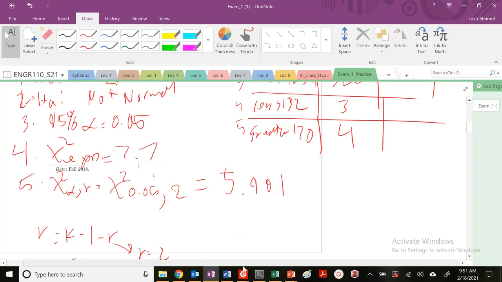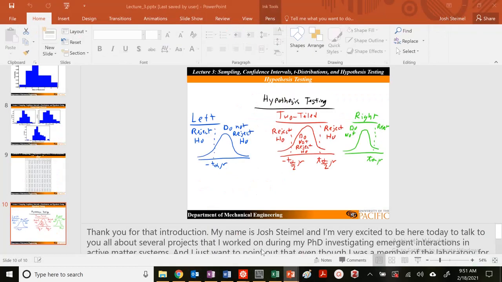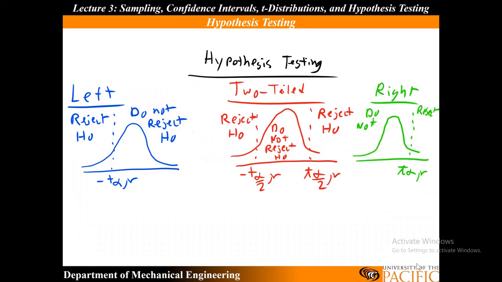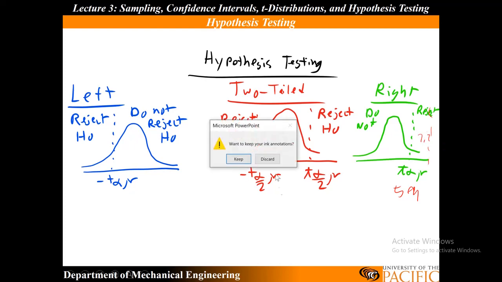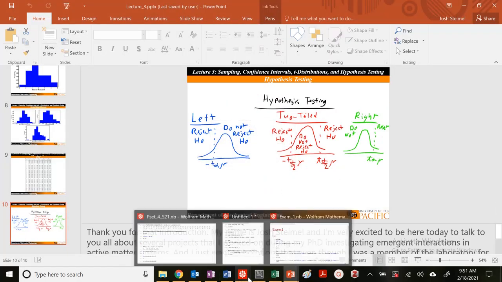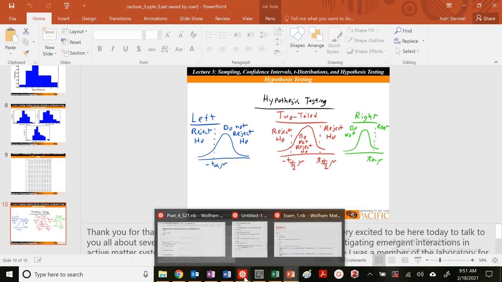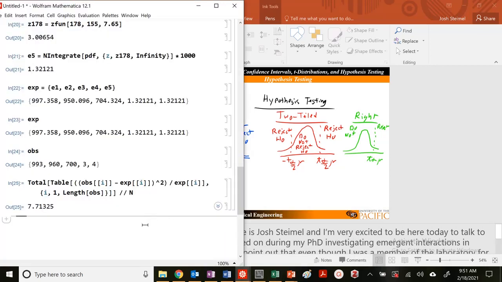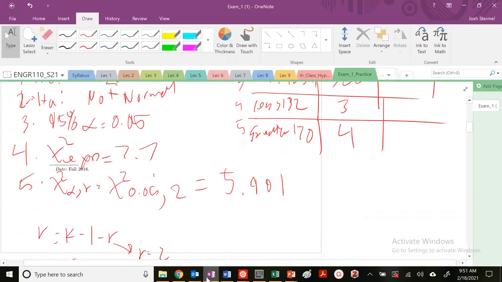So let's look at our hypothesis test. We're doing a right-tailed test, so let's go over here. My right-tailed test says this was something like 5.911, and our actual value was 7.7, so we reject. So that answer is completely Alt-5, reject. That's it. That's your solution for problem 1.